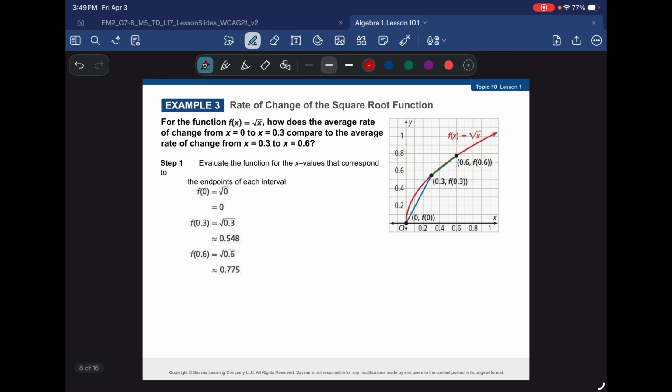Okay, example 3, rate of change of the square root function. So if we recall, we have done rate of change with other functions, quadratic functions, and we do rate of change with linear functions. And the same method is going to apply for square root functions. Okay, we're going to have an interval, and since our graph is curved, we can't find an accurate rate of change between 2 points because the rate of change is constantly different.